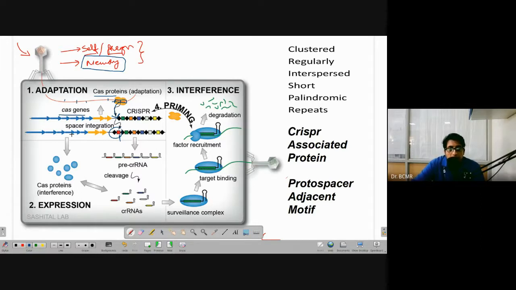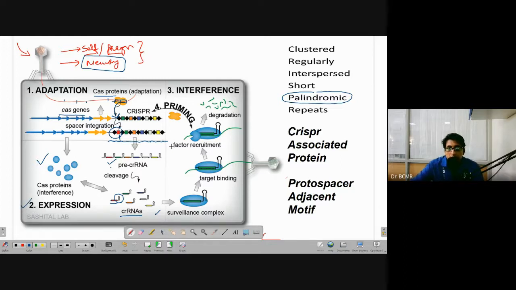From the Cas genes, we will get Cas proteins, and from the CRISPR elements, you will get the mRNA, which can be folded like this because it's a palindrome, as we said. It will be further processed to generate CRISPR RNA like this. Each of them will have a protospacer or a spacer, and then you will have the palindromic region, the hairpin loop. So that is about expression.